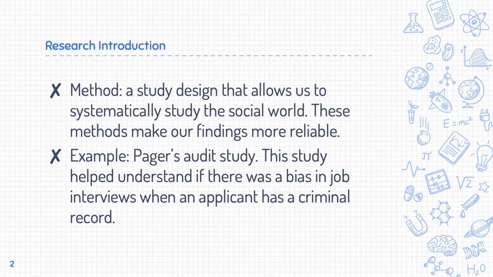An example of this would be Pager's audit study found in the textbook. Pager's study helped to understand if there was a bias in the hiring and interview process for those who have a criminal record. Pager sent multiple applicants, all with the exact same resume, except half of the resumes stated that the applicant had a criminal record, while the other half did not say the applicant had a criminal record. Pager found out through the study that a bias did exist, as those who had a criminal record were far less often called for an interview.